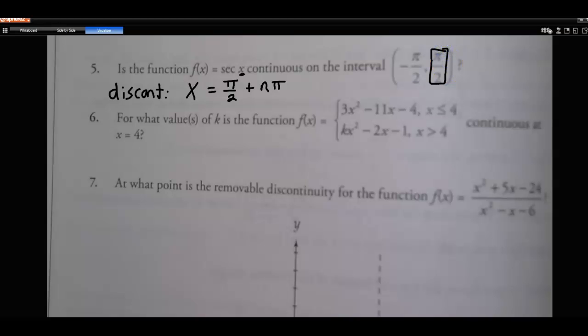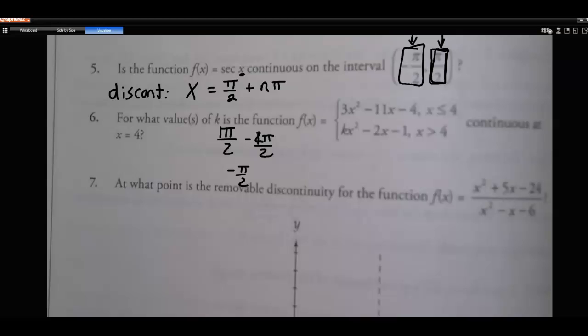And let's make n a negative number. So -1. So what happens if we subtract a pi from it? First of all, we need to get a common denominator. And then 1 minus 2 leaves me with -1 pi over 2. So from here to here, these are both discontinuities.